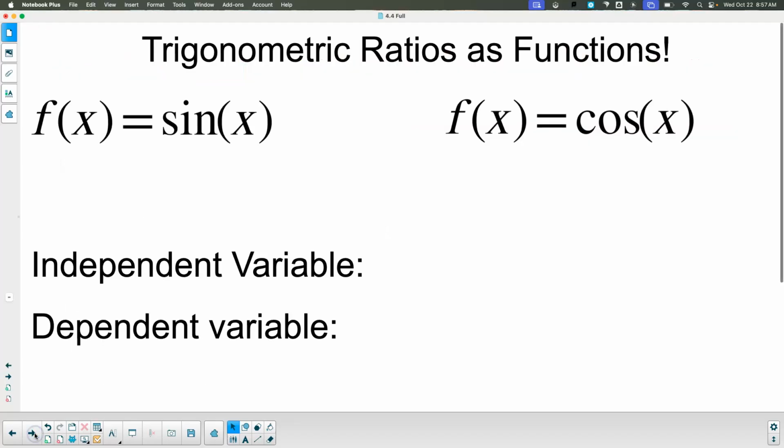Okay. So we are going to shift from a trigonometric ratio like sine equals opposite over hypotenuse. Okay. Tan or cosine equals adjacent over hypotenuse. We're going to shift from those thinkings of a triangle to thinkings as a function. Okay? So now we're going to go with the function f of x equals sine of x. F of x equals cosine of x. We're going to shift into that.